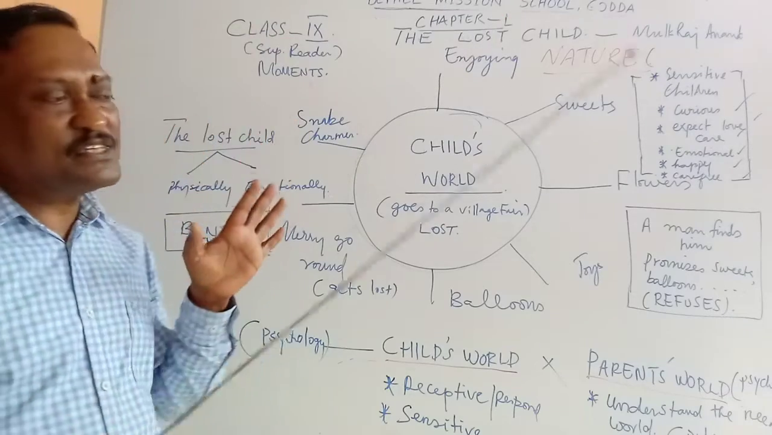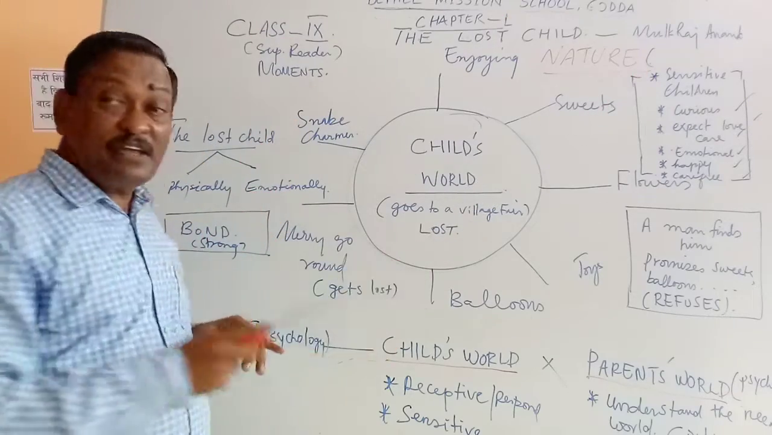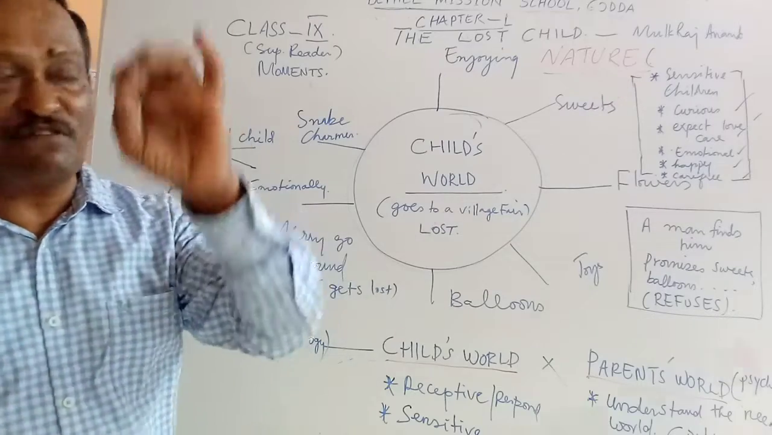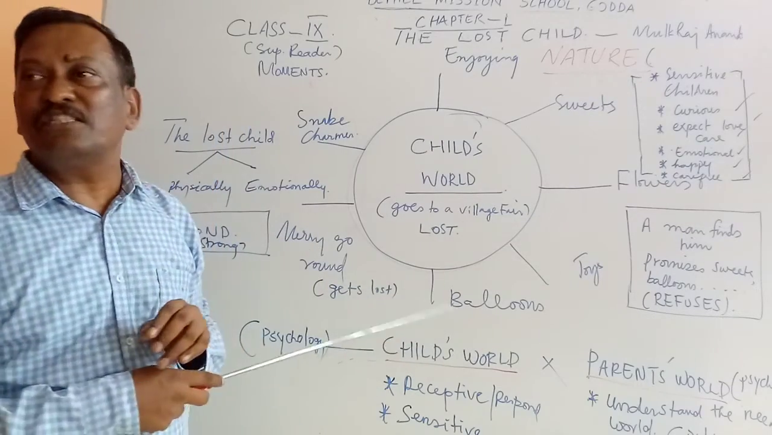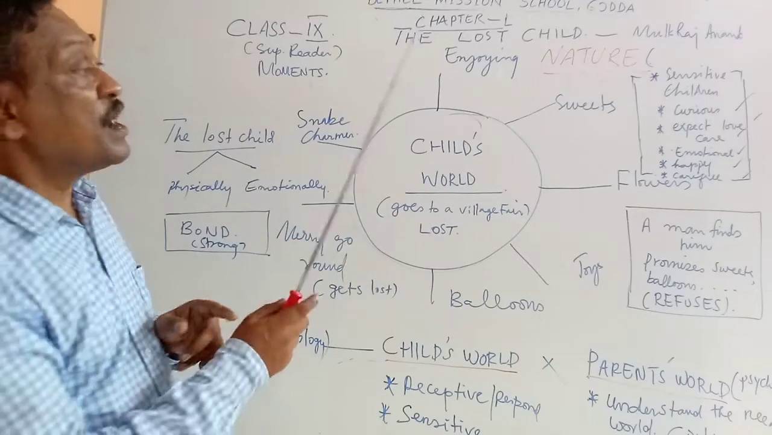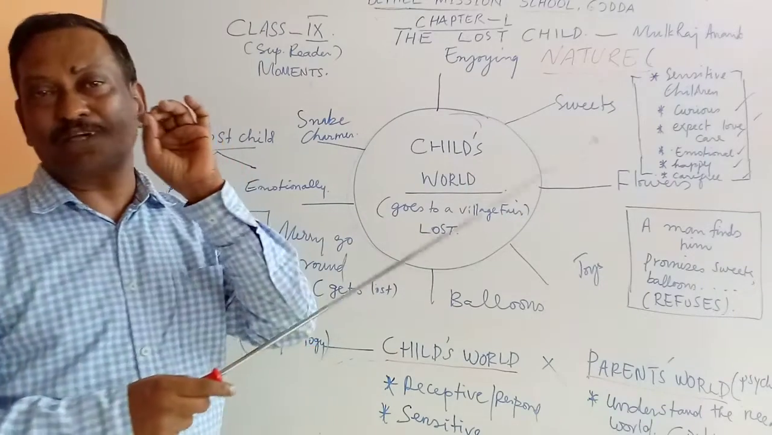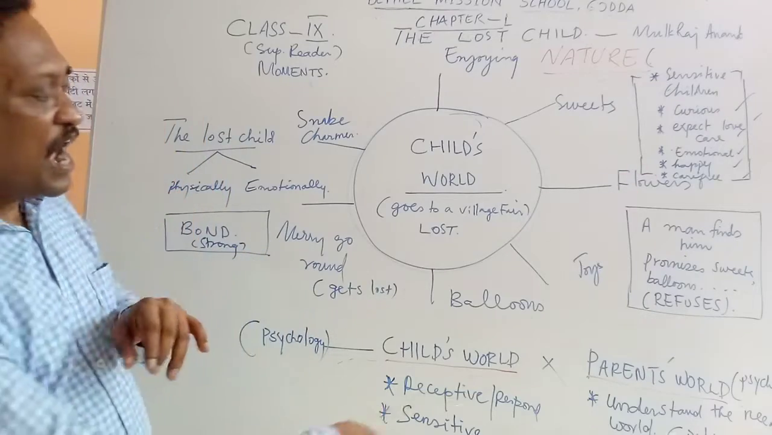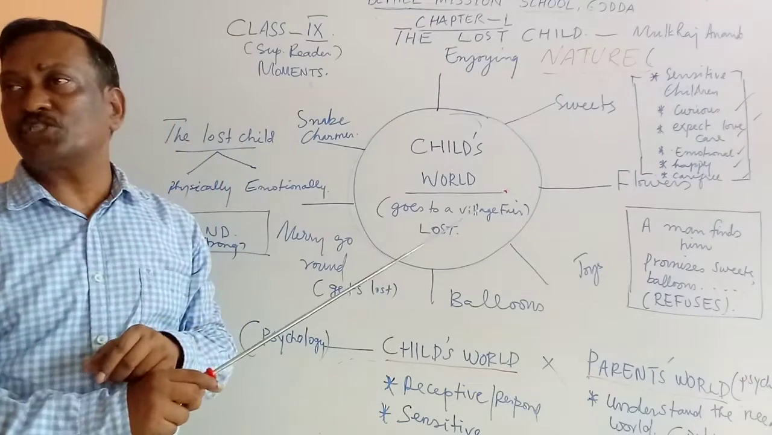The question is, why did the child at the end refuse all that he liked in the beginning? All his favorites, they were refused. What made him refuse? What exactly is the reason behind it? And what do you understand about the child's mind?